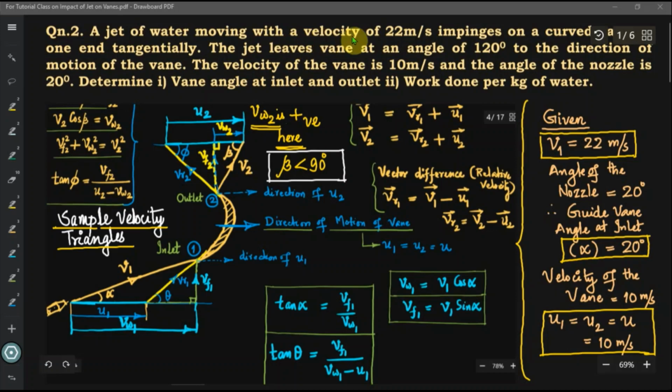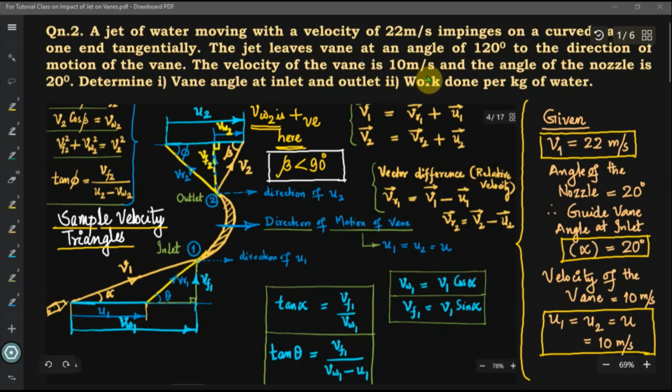The jet of water moving with a velocity of 22 meter per second, so that means the absolute velocity of the impinging jet V1 is equal to 22 meter per second. And here it is given that the jet leaves the vane at an angle of 120 degree to the direction of motion of the vane. As you can see in this diagram, the direction of motion, we can assume that is horizontal. So direction of motion at tip 1, that is inlet, and tip 2, that is outlet, both are horizontal.